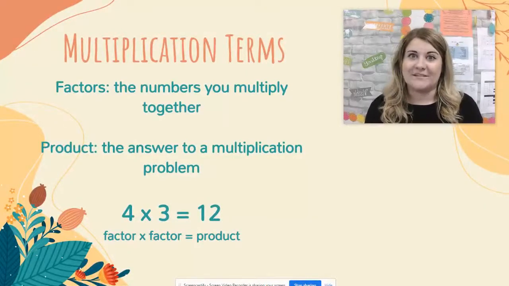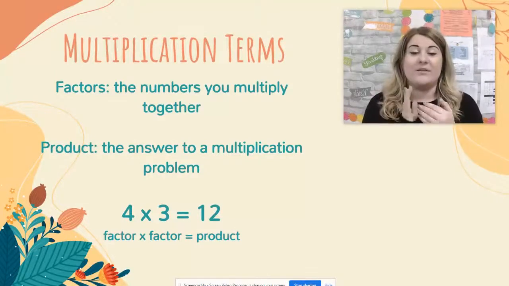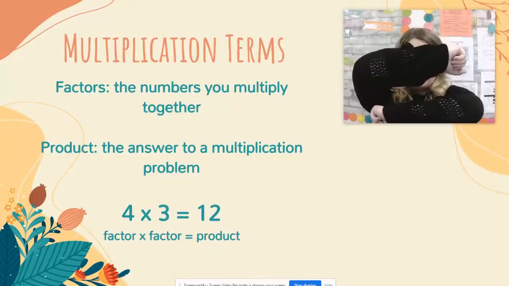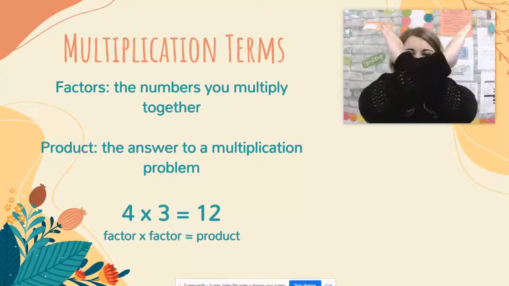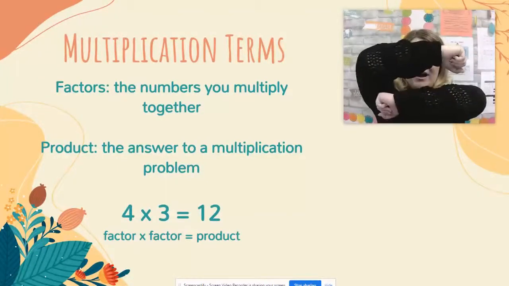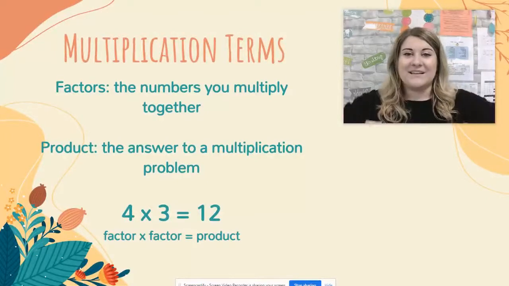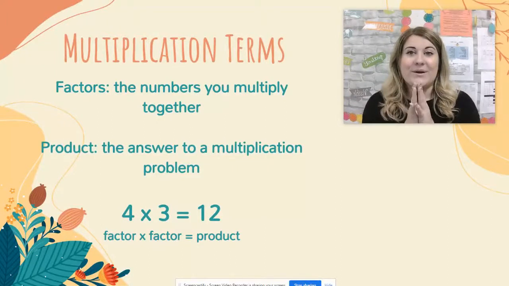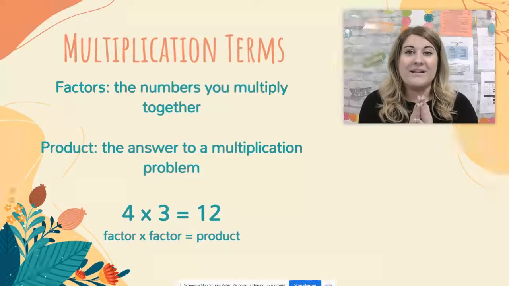Everybody say product. All right, so we're going to do our chant. It goes, a factor times a factor equals a product. So what I want you to do is to clear the space around you, stand up if you want to, and we're going to do it together. On the count of 3, let's do it.